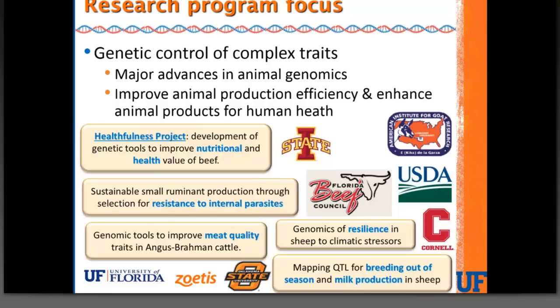I would also like to mention the fact that the ultimate goal in this project is developing genetic tools, which could be implemented in traditional selection programs for ensuring the economic viability and sustainability of the U.S. animal agriculture, whether it is improving nutritional and health value of beef for better human health, or increased milk production, or ability to breed out of season in sheep, improve resilience to climatic stressors. My research is really directed at providing practical industry applications.